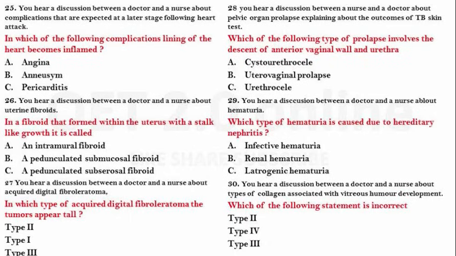Question 26. You hear a discussion between a doctor and a nurse about uterine fibroids. Hello, doctor. What are uterine fibroids? Well, uterine fibroids are benign tumors that may grow in various parts of the uterus of a woman. Intramural fibroids are the most common type of fibroid that appear within the muscular wall of the uterus.